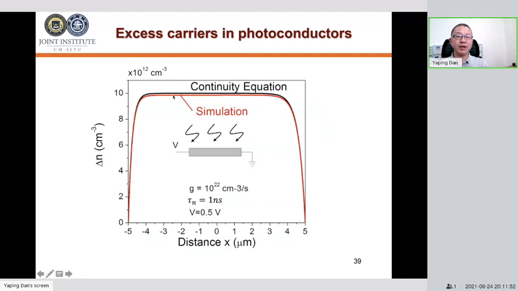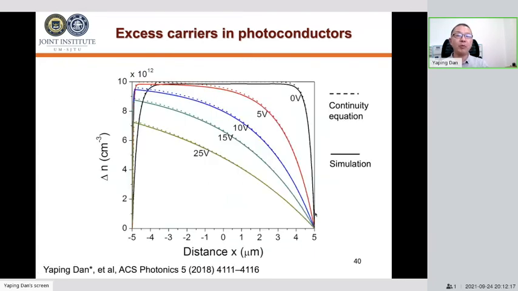So the red line is the simulation results, the black line is the solution from the continuity equation. That's how the excess minority carriers are distributed in the semiconductor, which is 0 at the metal semiconductor interface. There are no excess carriers there. Excess carrier will equal 0. Now we apply the electric field, and as we expected, the excess carrier distribution will tilt as we increase the electric field.